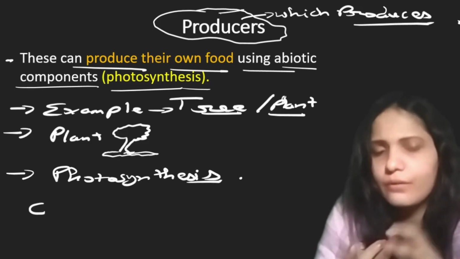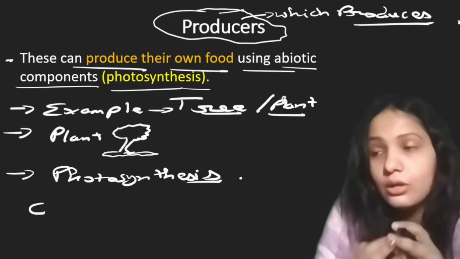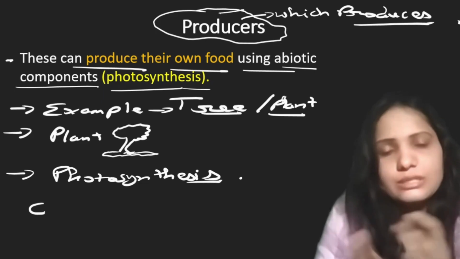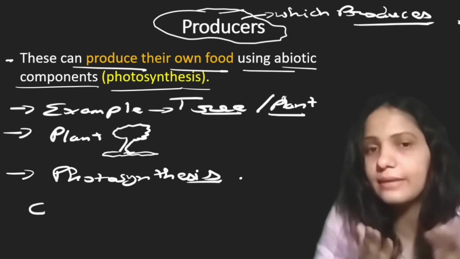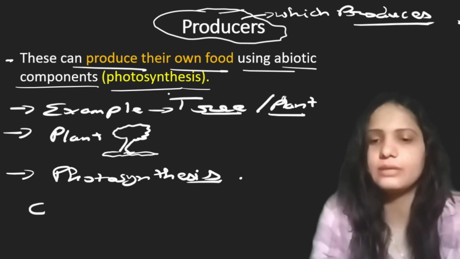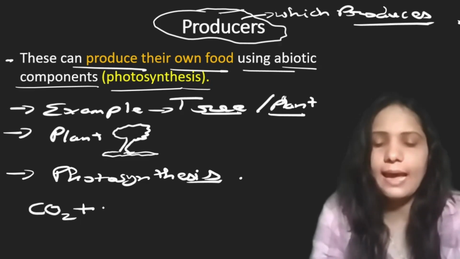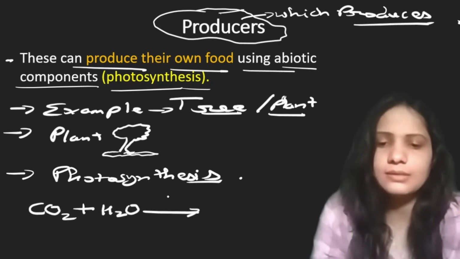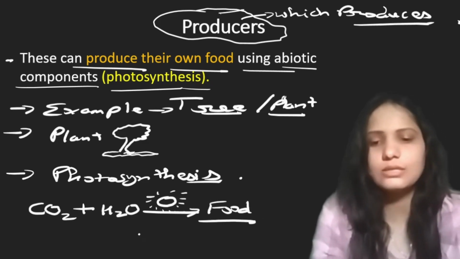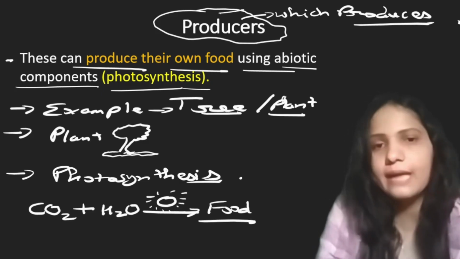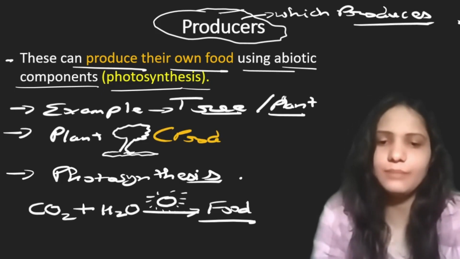Water is an abiotic component. So now plants will use these abiotic factors to make their food. What abiotic components will plants use? Plants will use CO2 plus H2O plus sunlight, and they will make their own food. This is photosynthesis. Plants are the producers, meaning they produce their food on their own.